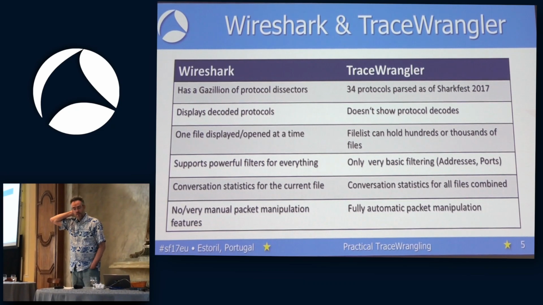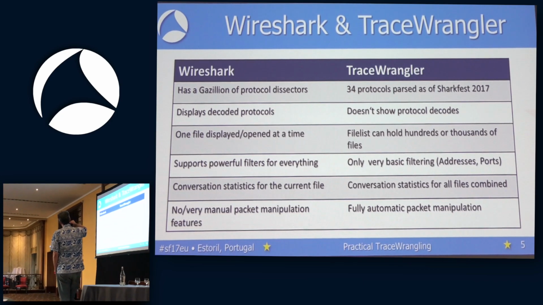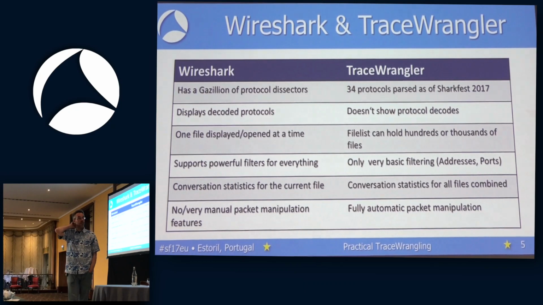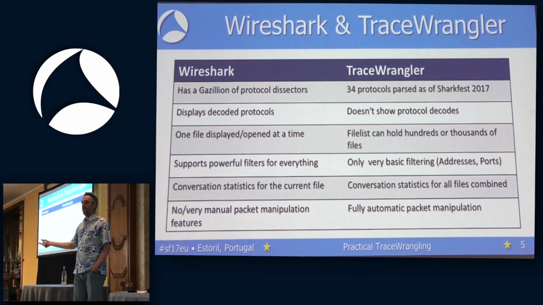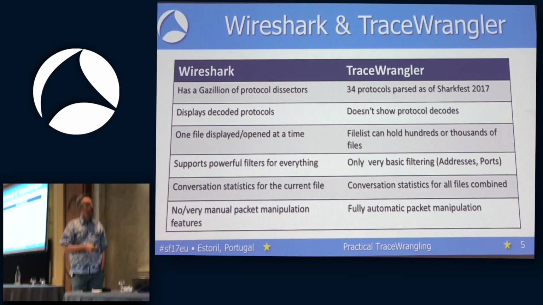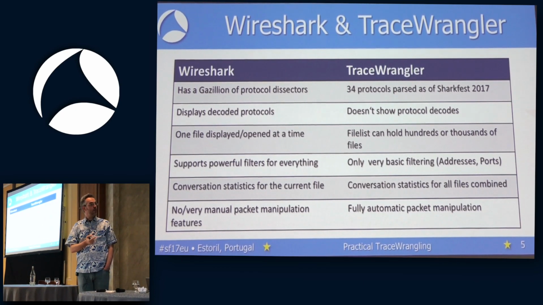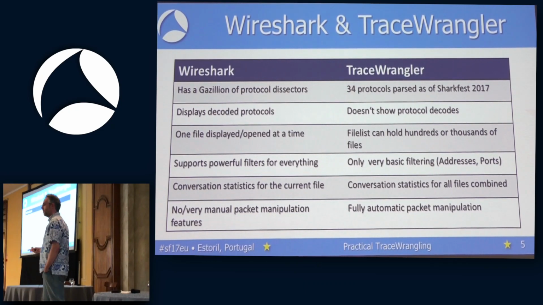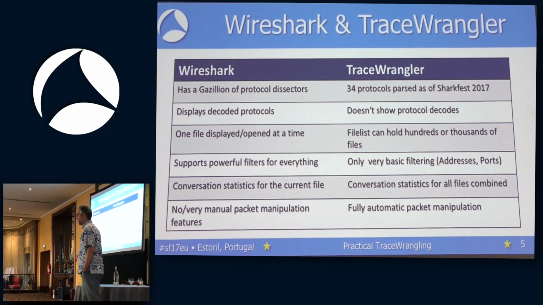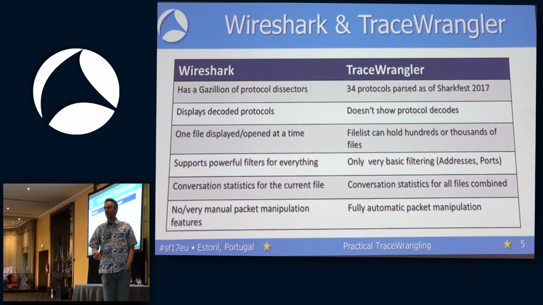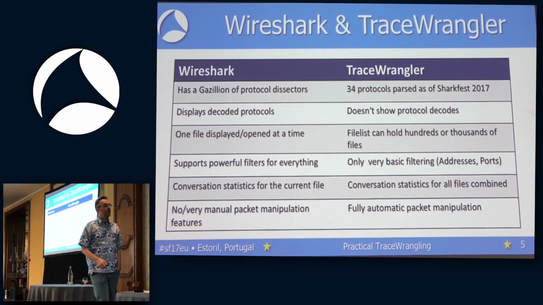Okay, so the question is, where's the difference between Wireshark and Tracewrangler? And let me go through this real quick because it's not that important. Wireshark has a gazillion protocol dissectors. Tracewrangler knows about 34 protocols. The most important ones, obviously: Ethernet, IP, IPv6, ICMP, DHCP, that kind of stuff. And more will be added, of course. The display of decoded protocols is something only Wireshark does. I don't do it. I don't care. If you want to look at packets decoded, use Wireshark. That's not what Tracewrangler is good for. It can't even keep up with like 1/10 of the dissectors, so why would I even do that? So it's not what I'm aiming at.